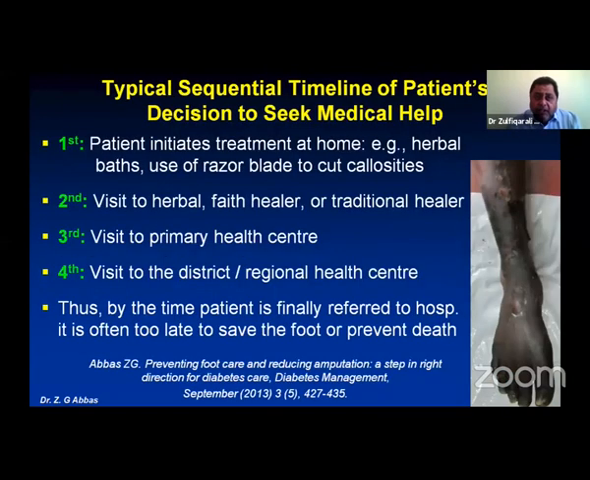In our setup, the typical sequential timeline of the patient's decision to seek medical help is that the patient usually starts treatment at home, and it's very common to use herbal remedies, a razor blade, or a herbal bath, then visit herbal healers or traditional healers. Then they visit primary health centers, at the grassroots level, where we do not have specialized facilities for diabetic foot, then district or regional health centers, and by the time the patient is finally referred to our place, it is often too late to save the foot or even prevent death.